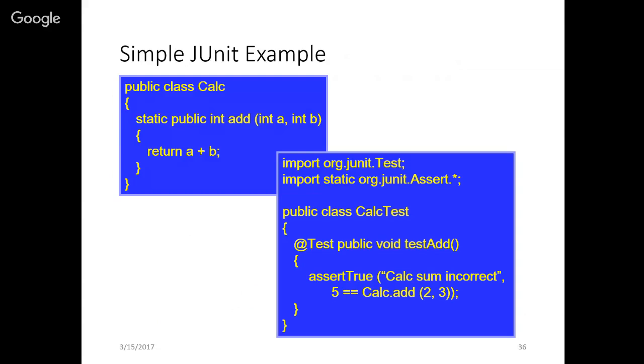So I put assert true, and I say 5 equals calc.add(2, 3). This means that this will create an object of calc and pass 2 and 3, and it will check if it equals 5 or not. So it passes if it's correct, it fails if it's not. That's all it does.